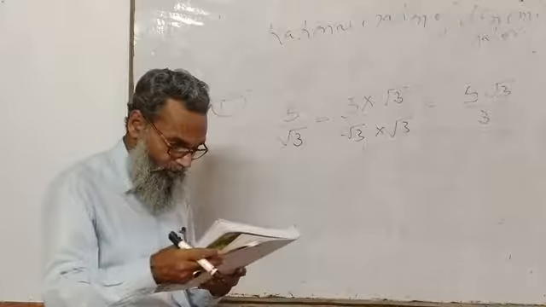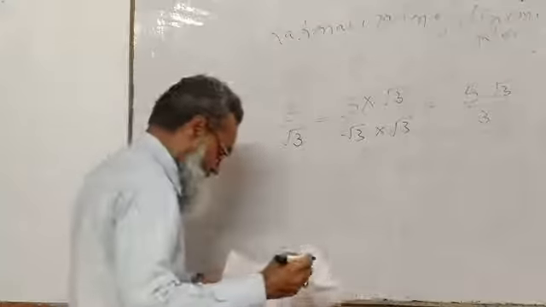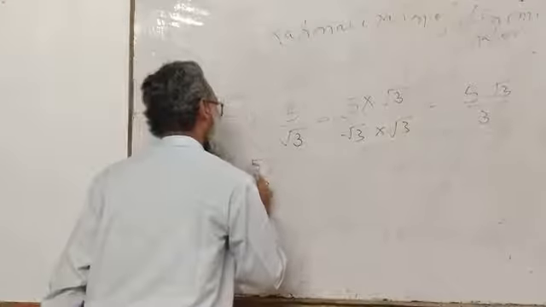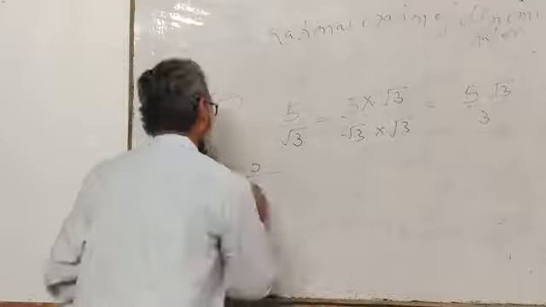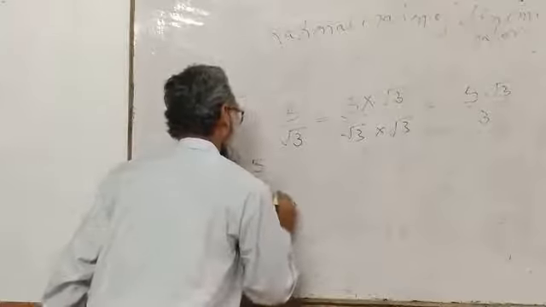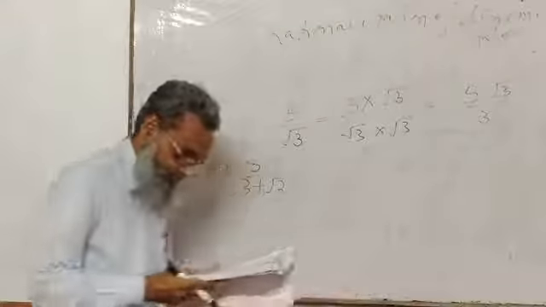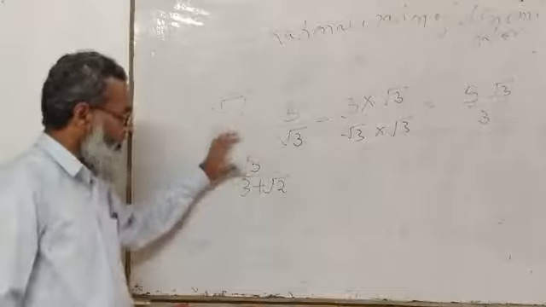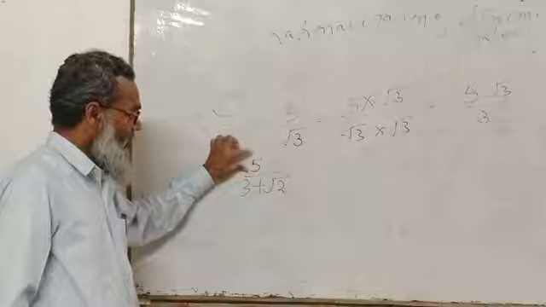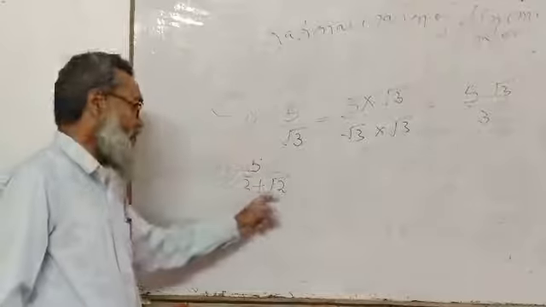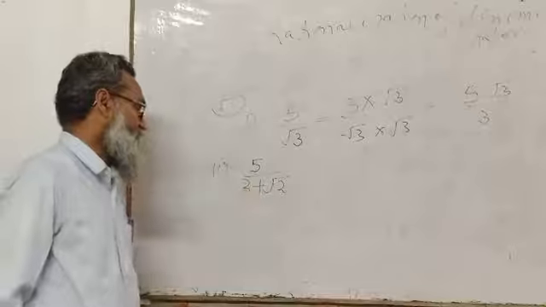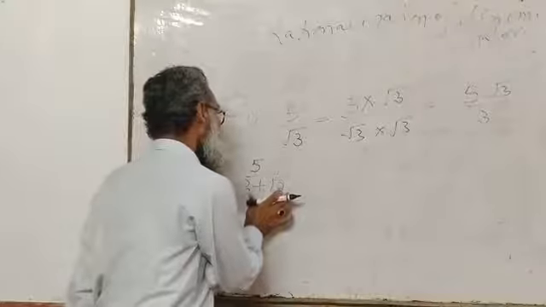Now take some other form of the expression. Take 5 upon 3 plus root 2. How will you rationalize it? The numerator is 5 and the denominator is 3 plus root 2.